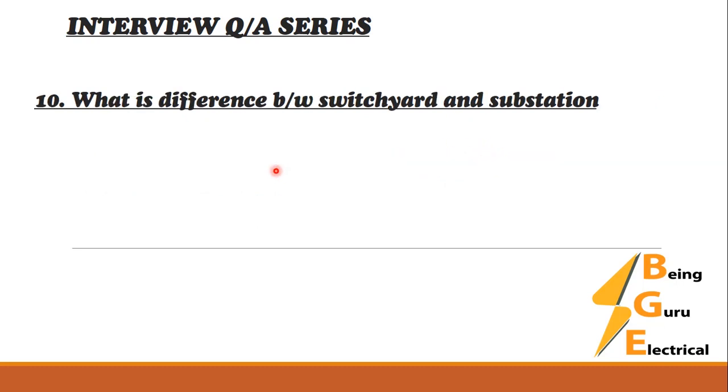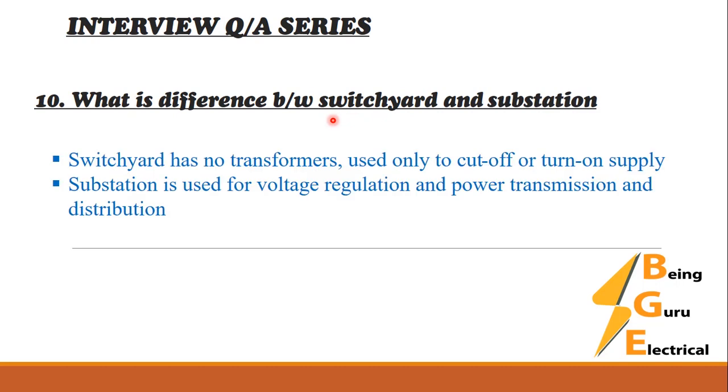Next we have: what is the difference between switchyard and substation? This is a commonly asked question if you go to the powerhouse or substation, because a switchyard and a substation look similar. Today we will see what the difference is. In a switchyard there is no transformer, only circuit breakers which can be used to turn off or turn on the supply. You can only control the supply here. In the switchyard we don't change the voltage, we only cut the supply or turn on the supply. It is only associated with the powerhouse. In the powerhouse we have a switchyard to control the supply at the output.